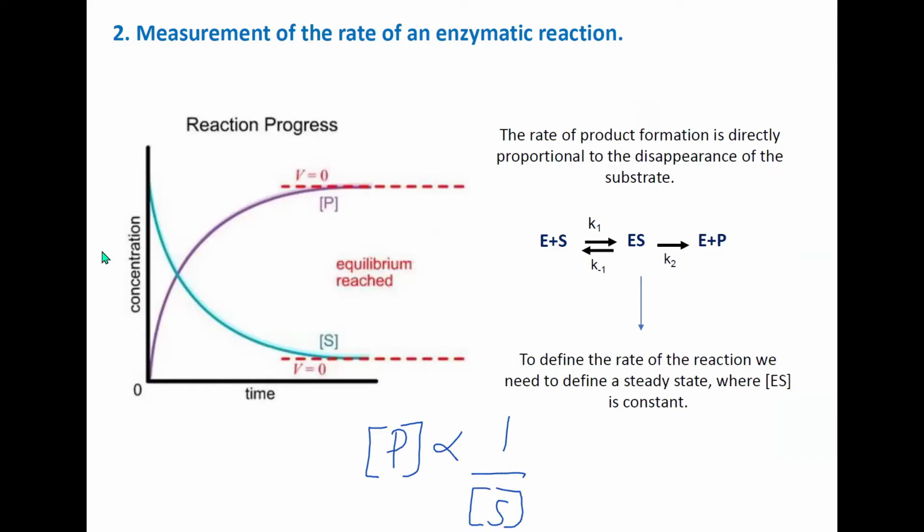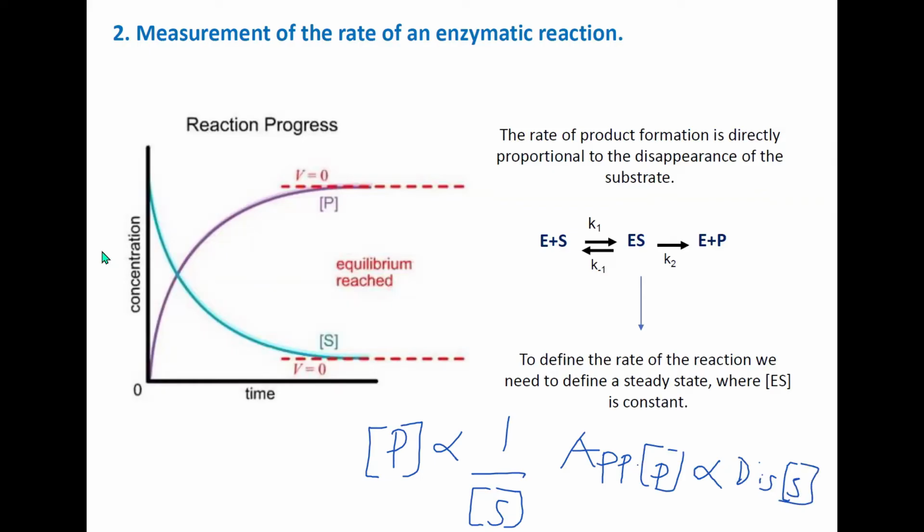So if the substrate is completely exhausted, it means that there will be zero concentration of the substrate and 100% concentration of the product. So the rate of product formation is directly proportional to the disappearance of the substrate. So we can say that the appearance of product concentration is also directly proportional to the disappearance of the substrate. So that is what we have.